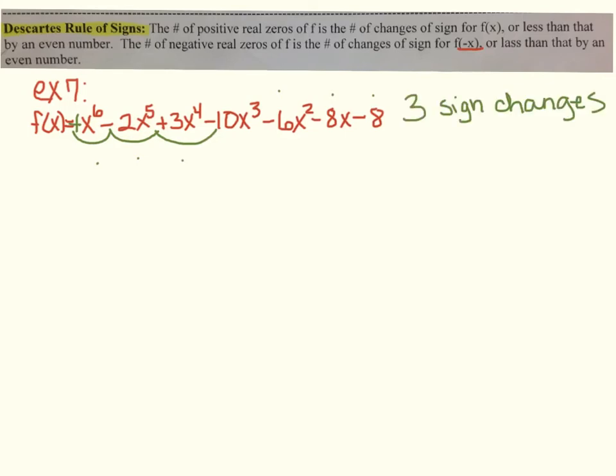So it says the number of positive real zeros is the number of changes of sign, so we got 3, or less than that by an even number. So we're going to subtract multiples of 2. So we say 3 or, if I took away 2, I'd get 1. And if I took away 2 again, I'd be negative, and we're counting things, so we're not going to be using negative numbers. So 3 or 1 positive real zeros.